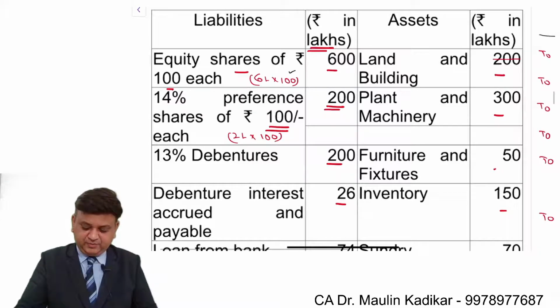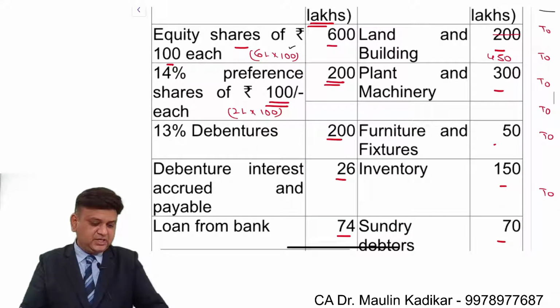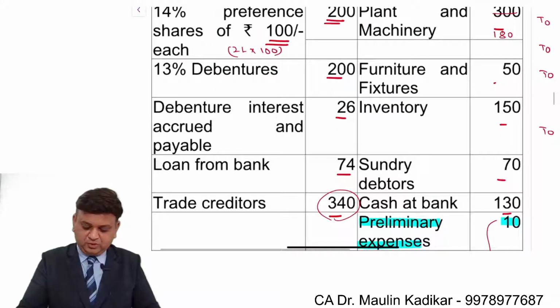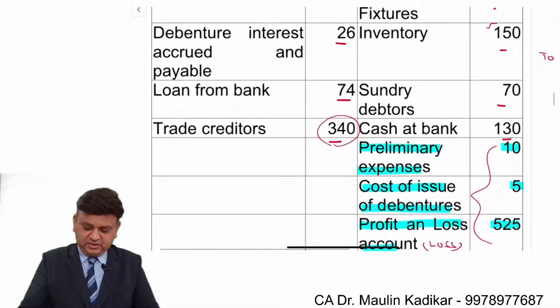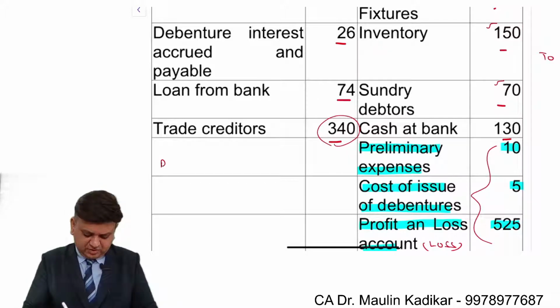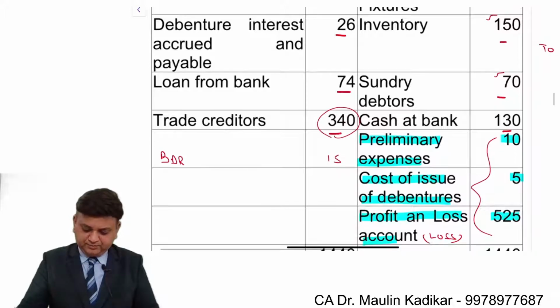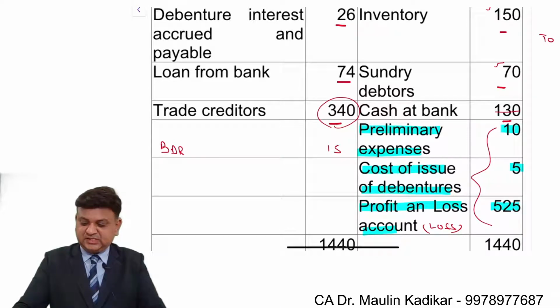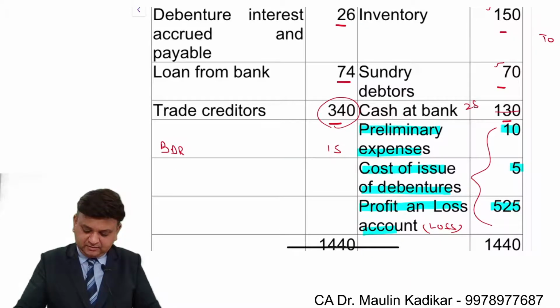Instead of 200, it will be 450, because that is upward valuation. Instead of 300, this will be 180. No change in the furniture, no change in the inventory. You can show the debtors net of the provision, or you can mention over here bad debts reserve, an amount of rupees 15 lakhs. Cash and bank will increase. Why? Because the company has issued 6 lakh equity shares at the rate of rupees 25. So 150 plus 130, this will be 280.